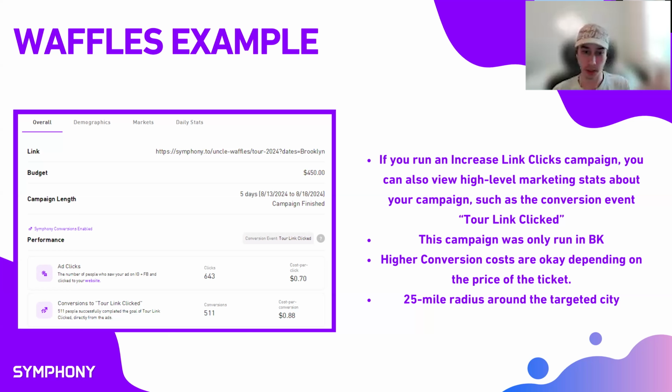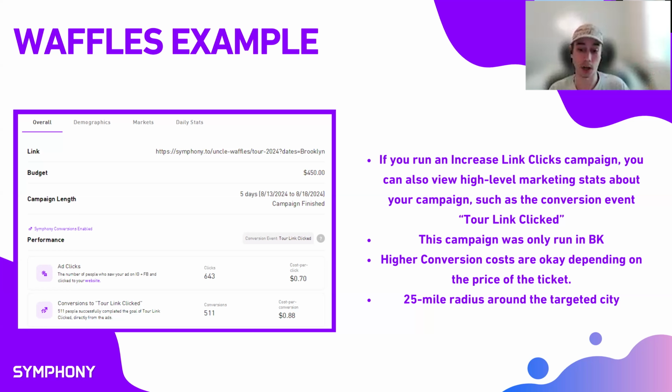I would say the only other thing is when it comes to the targeting, tour link clicks and event link clicks are the only two campaigns where, when I'm doing location targeting, I usually only target countries, because you don't want to restrict your potential fans. But when it comes to events, you have events in very specific locations. This is the only time where instead of targeting a country, I'll target a city. And then you'll see here, it says 25-mile radius around the city. You don't have to worry about that.